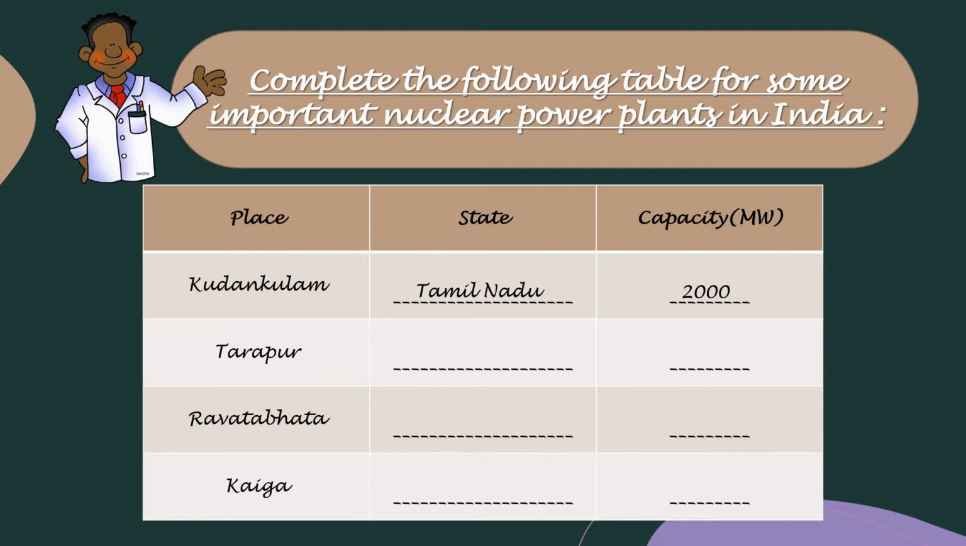Then the second nuclear power plant is Tarapur. Tarapur nuclear power plant is in Maharashtra with the capacity of 1400 megawatt. Then the third nuclear power plant is Rawatbhatta. Rawatbhatta is in Rajasthan and the capacity is 1180 megawatt. Then the fourth nuclear power plant is Kaiga. Kaiga is in the state of Karnataka and the capacity is 880 megawatt.